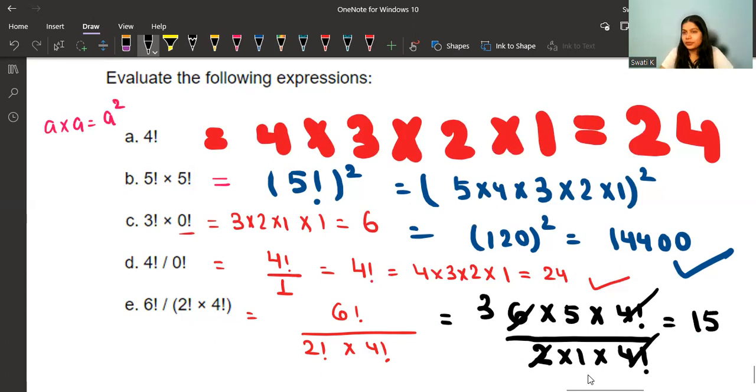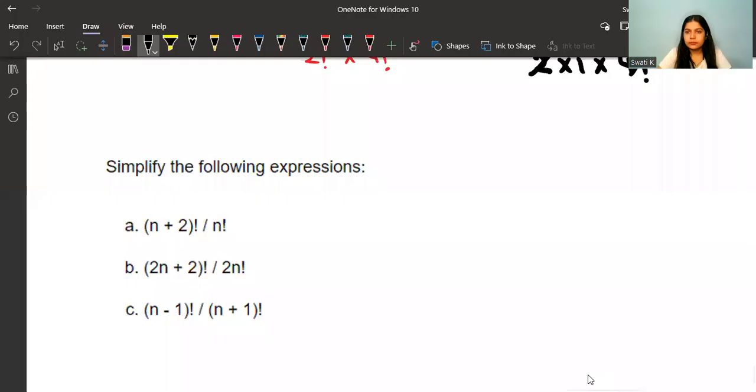All right, now we can go to the next question. So this was the first set of questions. And now the next question, let's do. So this is our second question, and you can see we have to simplify the following expressions. So the first question is n plus 2 factorial divided by n factorial. We need to simplify this. So I'm just writing the solution here.